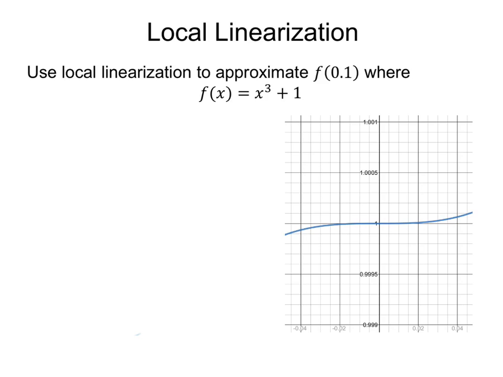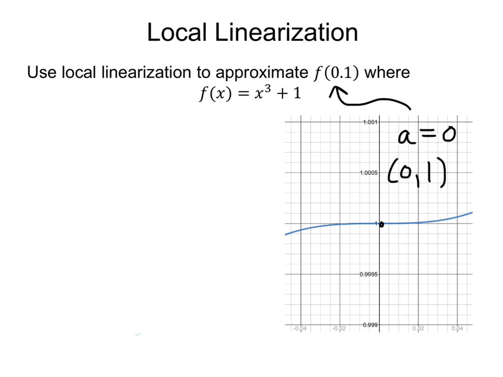Let's take a look at this example here. Use local linearization to approximate f of 0.1, where f of x equals x cubed plus 1. So I graphed x cubed plus 1 on a graphing utility. Now zooming into the point 0, 1, because I chose the a value of 0, which is arbitrarily close to 0.1, the place where we are approximating.